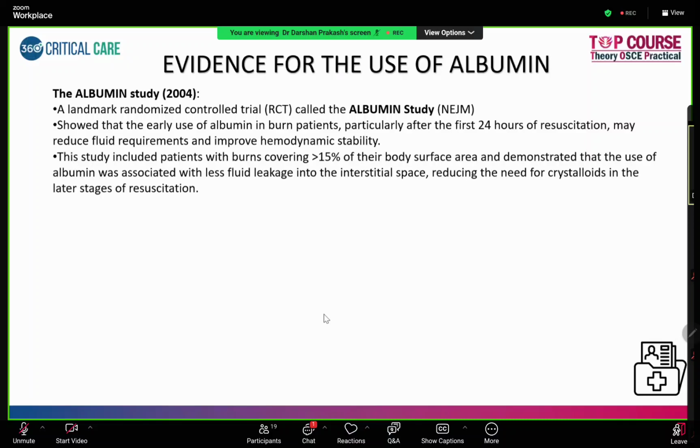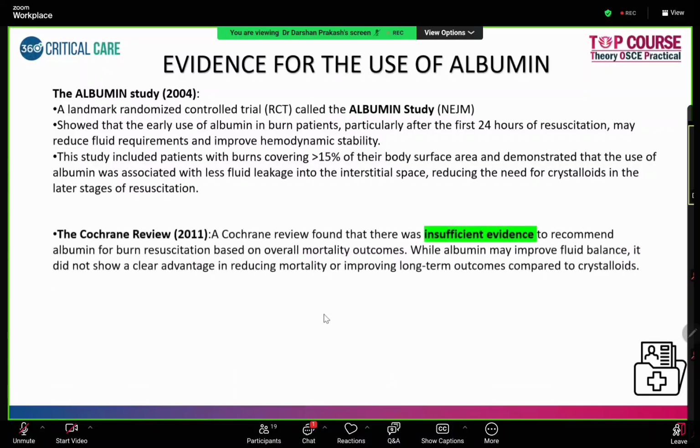The population of patients they recruited were burns patients having a burn with a total body surface area of more than 15%. The depth of burns and tissue damage was mild to moderate, roughly around superficial partial thickness burns. Okay, so in this they said that the use of albumin definitely came down on the need for crystalloids for resuscitation, especially in the second half of the resuscitation. So in the first half of the resuscitation, definitely the fluid of choice is crystalloids. In the second half, better to use albumin to prevent excessive use of crystalloids and fluid therapy.